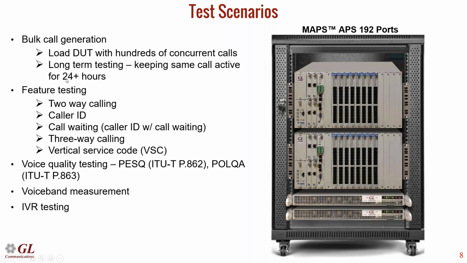You can also do feature testing, which we'll talk about a little bit later. Two-way calling, caller ID, call waiting, 3-way calling, vertical service codes, all that type of stuff you can test to make sure your infrastructure can handle those features.